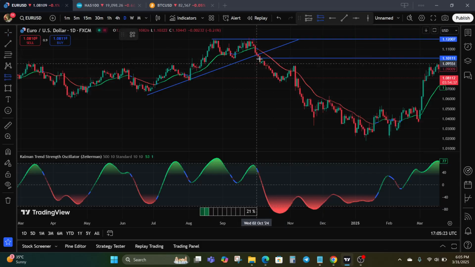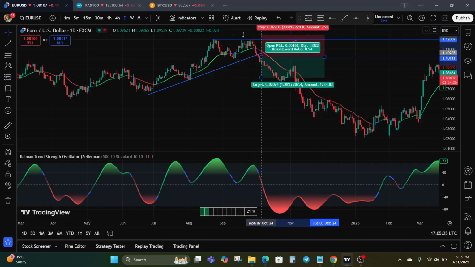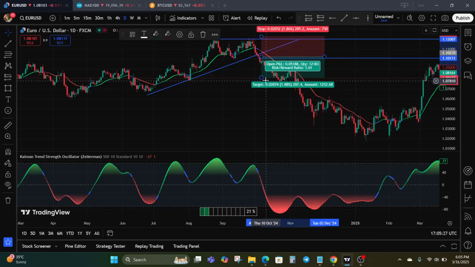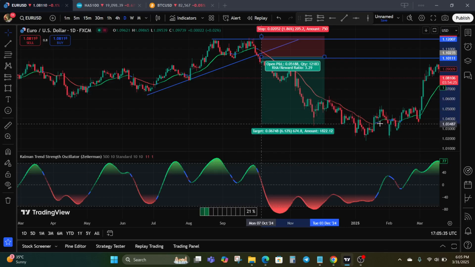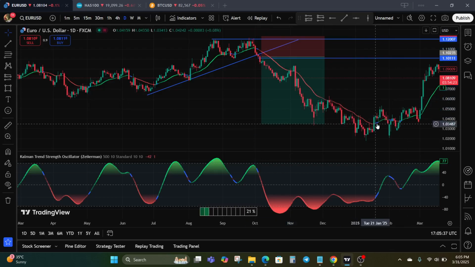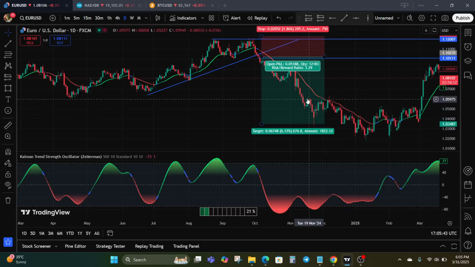Then we can set a stop loss above the previous swing high. For our take profit, you can decide to use support zones, or we can just wait for the indicator to change color back to green. And then you can use this indicator for breakout trading.